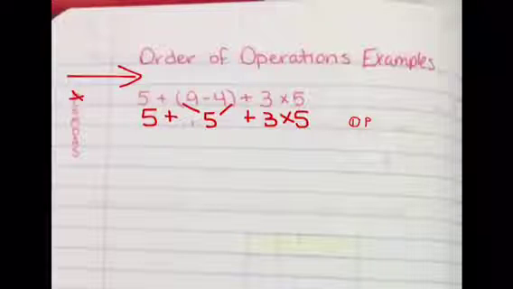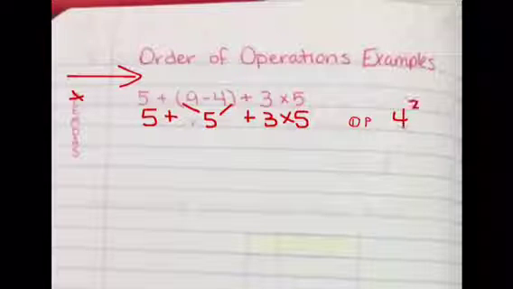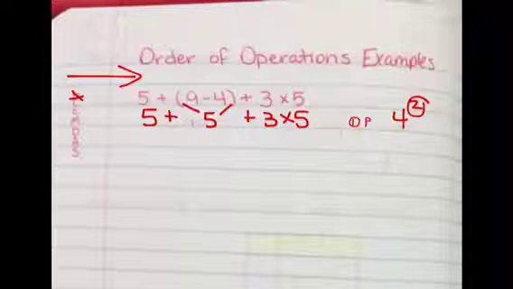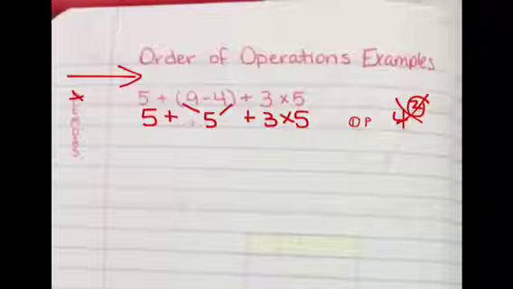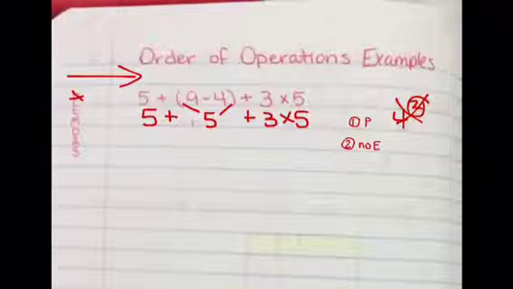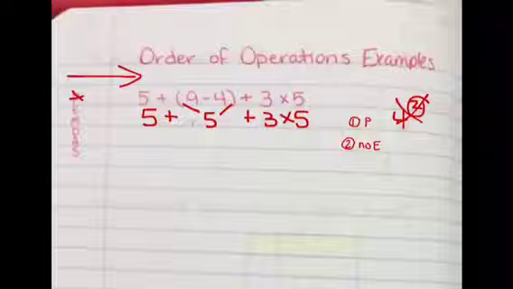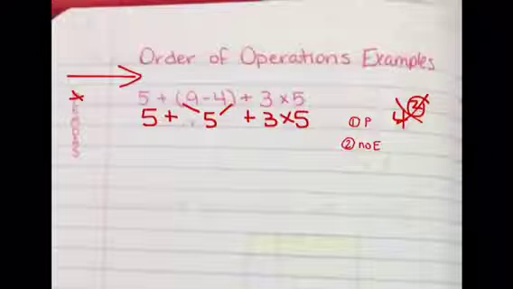Now we're going to look for E. We don't have any exponents. That's when you have a number that has like a little number up at the top of it, like 4 squared. The 2 would be an exponent. But we don't have to worry about that right now. So for step 2, we don't have anything, so we can mark out our E and continue on.